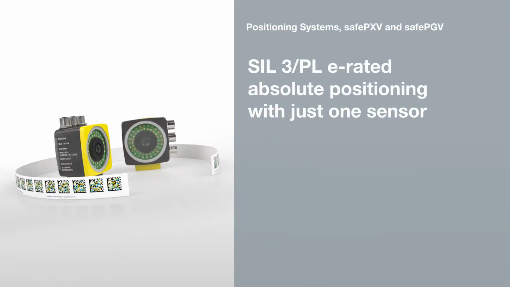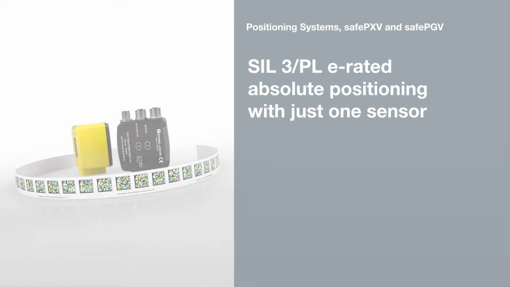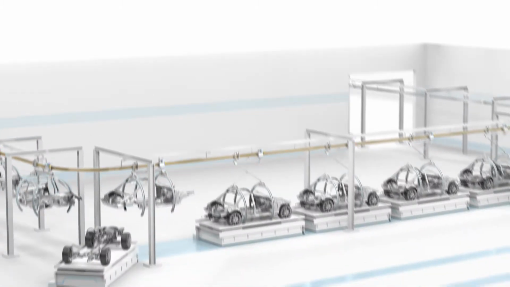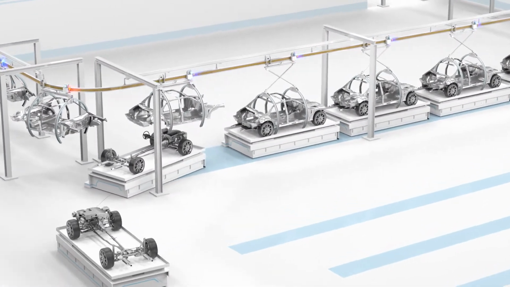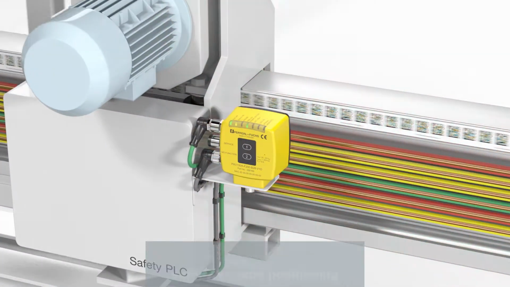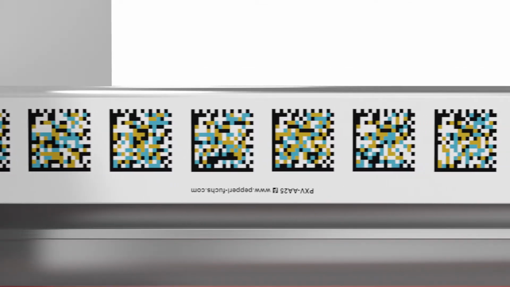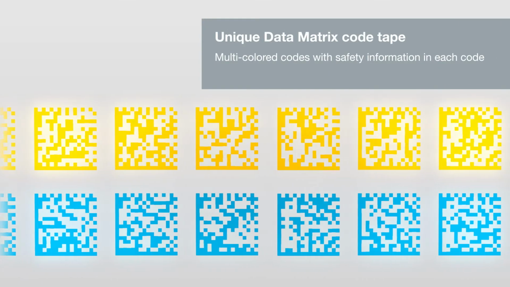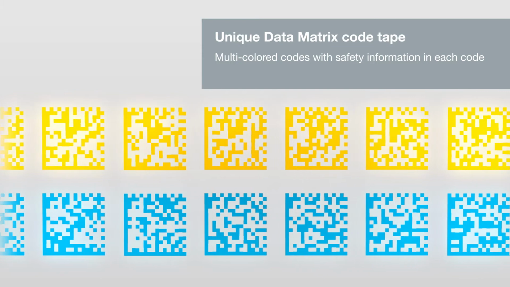SIL 3 PLe absolute positioning with just one sensor. Safe positioning and navigation with safePXV and safePGV. The technology is based on the tried and tested combination of a 2D read head and data matrix code tape. Special multicolor codes are used with bicolor lighting to create a unique safety solution.